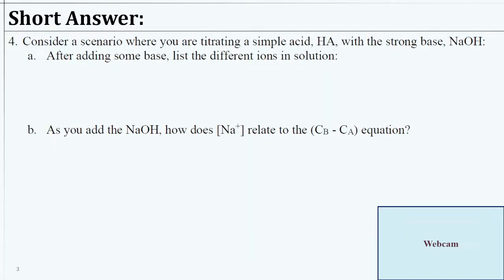Okay, problem number 4, we say consider a scenario where you're titrating a simple acid, HA, with a strong base, NaOH. After adding some base, list the different ions in solution.